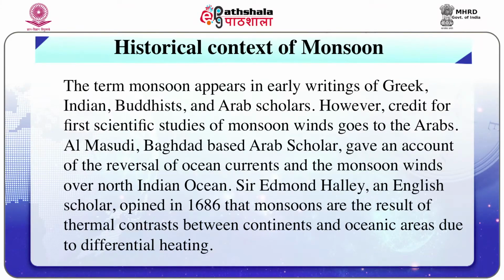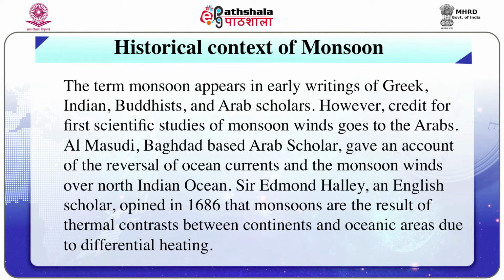Historical context of monsoon. The term monsoon appears in early writings of Greek, Indian, Buddhist and Arab scholars. However, credit for the first scientific studies of monsoon winds goes to the Arabs. Al-Masudi, a Baghdad-based Arab scholar, gave an account of reversal of ocean currents and monsoon winds over the North Indian Ocean. Sidi Ali, another Arab scholar, could calculate the precise dates of commencement of monsoon at several places.